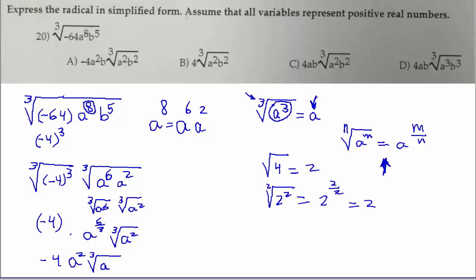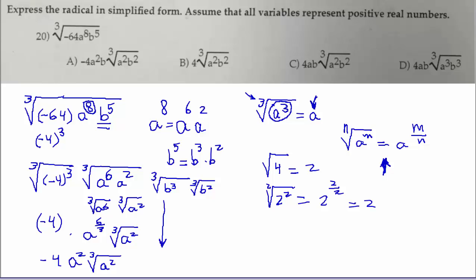I can do the same thing with b to the power of 5. How do I break b to the power of 5? Into b to the power of 3 times b to the power of 2. Part of this is perfectly cubed. You can write this as the cube root of b to the power of 3 times the cube root of b to the power of 2. So this would come out as just b, right?